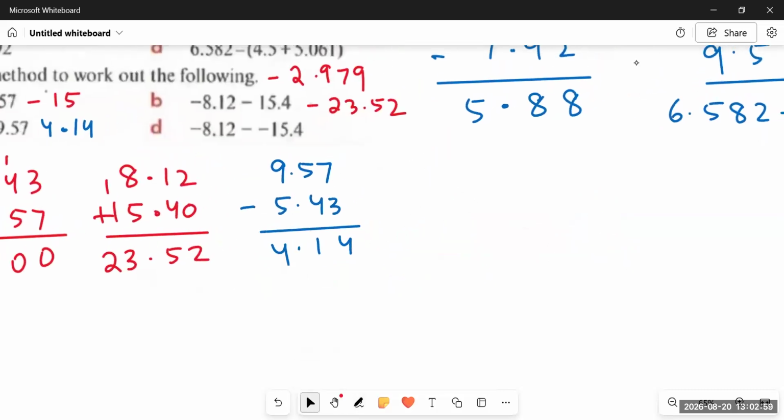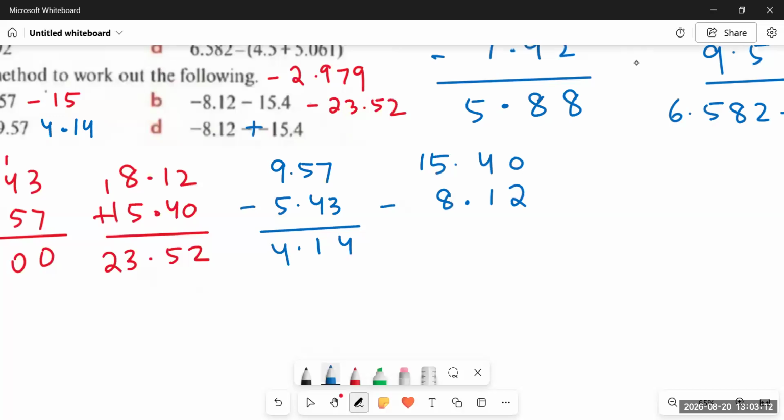And finally, we have minus 8.12 plus, again plus, because minus minus becomes plus. So this will be 15.4 minus 8.12. This time we have to put a 0 here, because if we do not put a 0 here, we cannot subtract 2 from nothing. We have to put a 0 here, then we have to borrow from here. It will become 10. Now we can subtract 2 from 10, so it will become 8. 3 minus 1 is 2. 15 minus 8 is 7. So this will be the final answer.